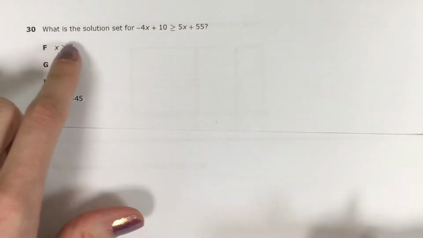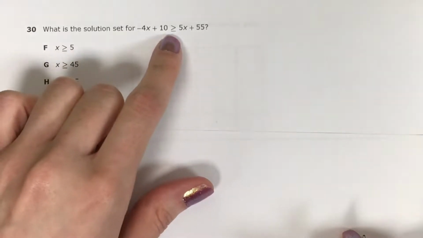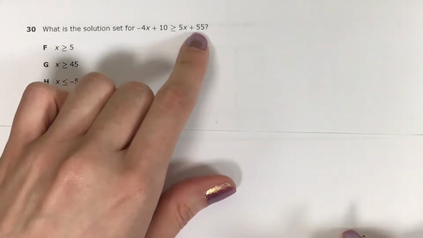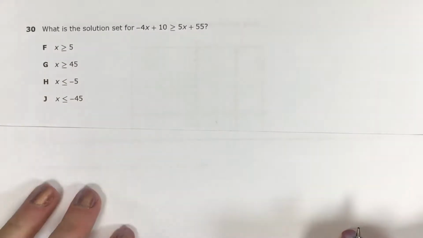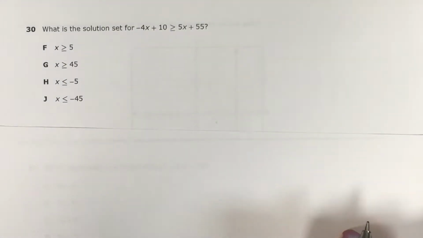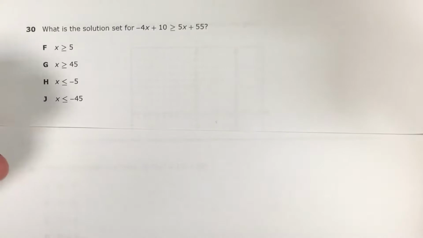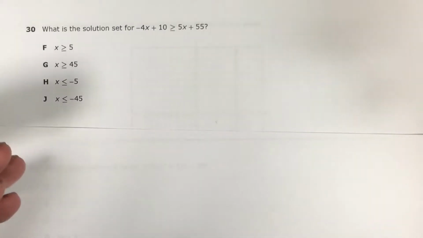Question 30. What is the solution set for negative 4x plus 10 is greater than or equal to 5x plus 55? Okay, so I'm going to show you two ways to do this. The first way is the easy way with the calculator. Okay, so there's three parts to an answer. The first part is the letter, the second part is the sign, and the third part is the number.